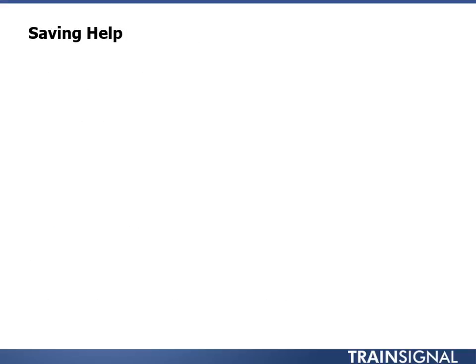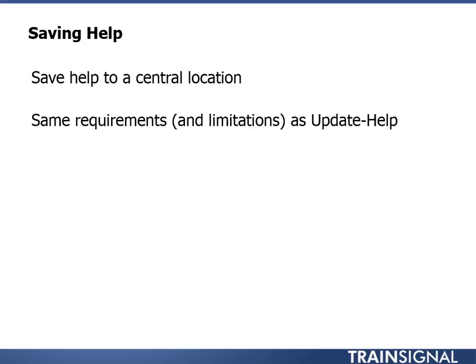So if you don't have access to the internet from, say, a server, or you have a bunch of machines and you don't want them all going out to the internet, to Microsoft, to download help, there is an alternative way. You can save help to a central location, say to a file share. Now you still have the same requirements and limitations as update help, because it's still going to get the latest help, it needs admin privileges, and it works only once a day. All those things still apply. But the big difference is when you're in update help, you're going out to Microsoft. With save help, you are specifying a location where you want to save the help.